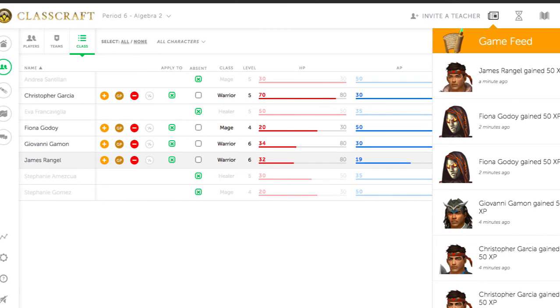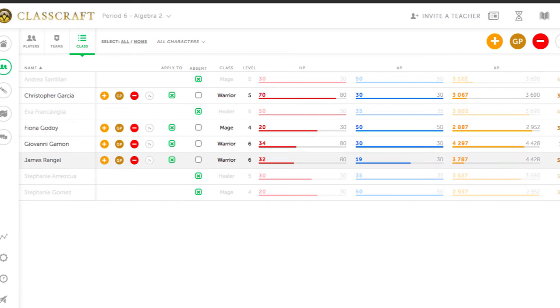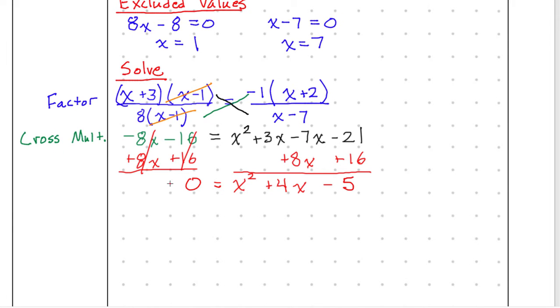Did I get James this last time? Were you going to ask about the x's? There's 3 of those x's, just in case someone else has that question. 8x minus 7x is 1x, 1x plus 3x is 4x. If you accidentally get negative 1x, you might get 2x, but it should be 4x at the top there. All right.